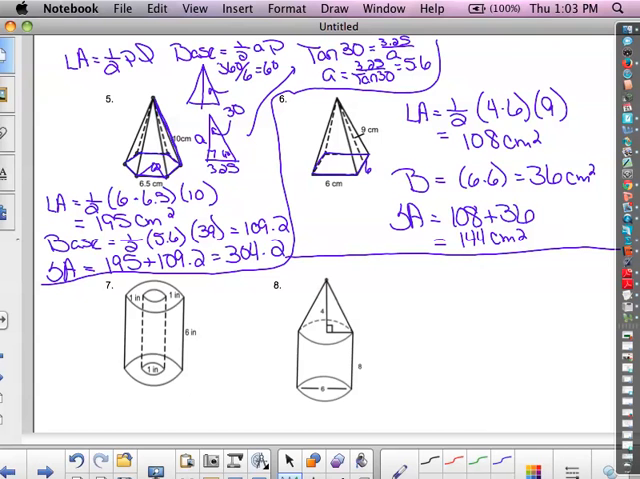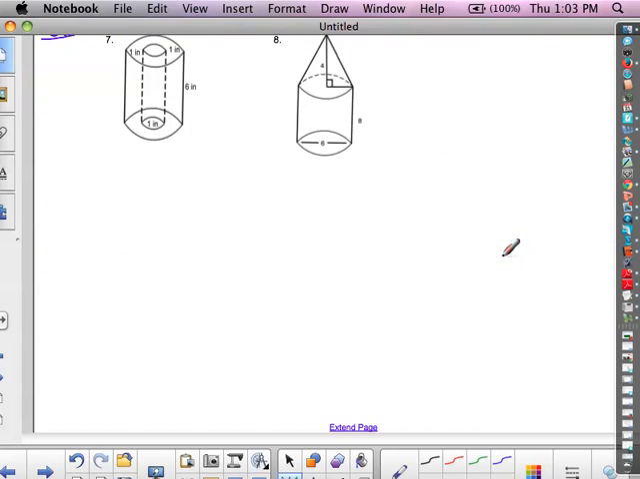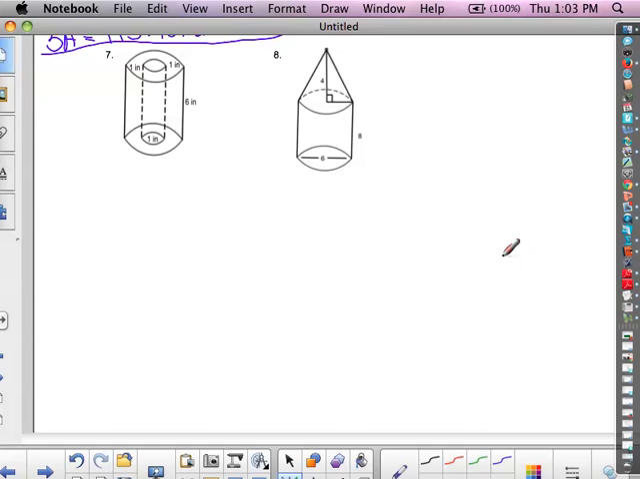Next, I have a couple of composite shapes. So when you look at number 7, and you're just finding the total surface area on 7 and 8, I like to break it down into the different pieces. So the first thing I'm going to look at is the bases.